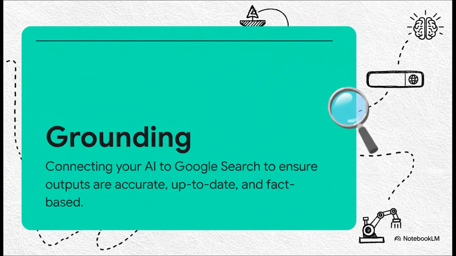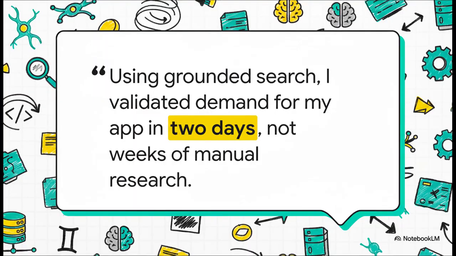Well, the solution is a really powerful technique called grounding. The best way to think about it is like giving your AI an open line directly to Google search. This tethers its responses to reality, forcing it to use up-to-the-minute, factual information from the web instead of just guessing based on its old training data. It keeps it honest.